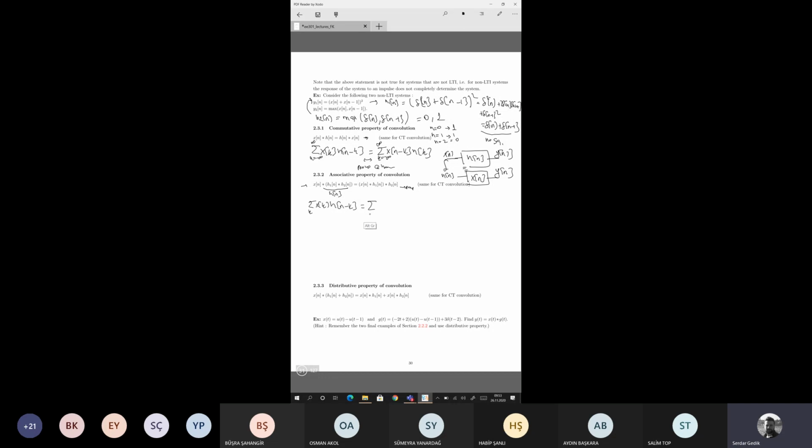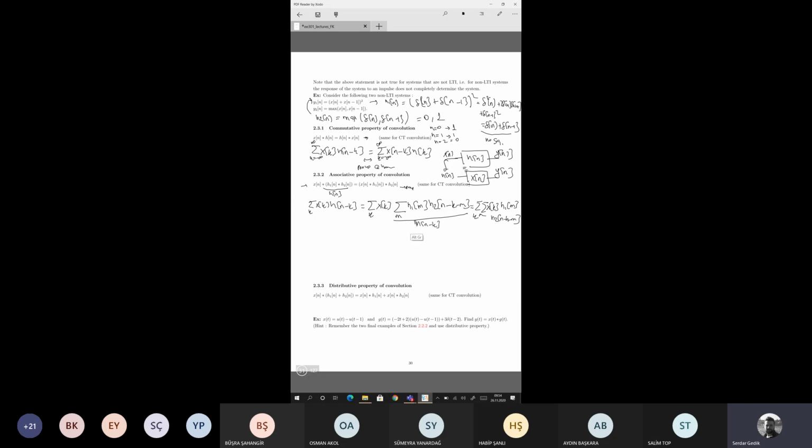This is equivalent to summation x of k, and I will evaluate a second summation to find h of n minus k. So this is summation h1 of m, h2 of n minus k minus m. So this is actually equivalent to a double summation over k and m, x of k, h1 of m, and h2 of n minus k minus m. Okay, so how did I write this one? This is simply h of n minus k.